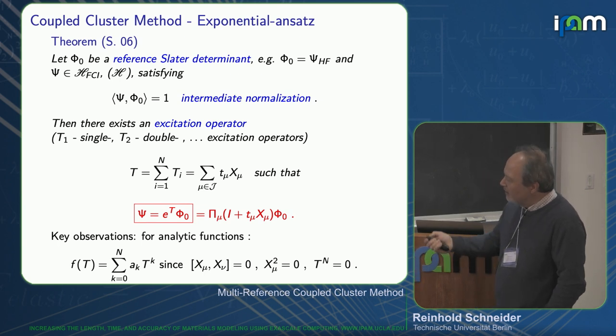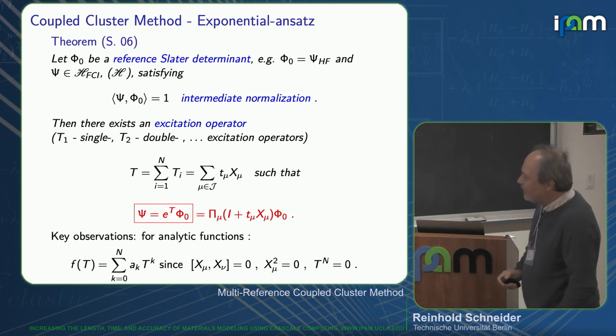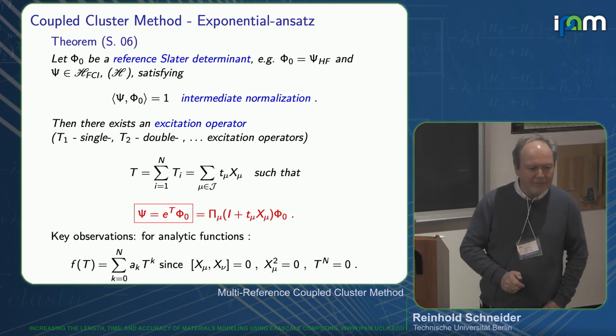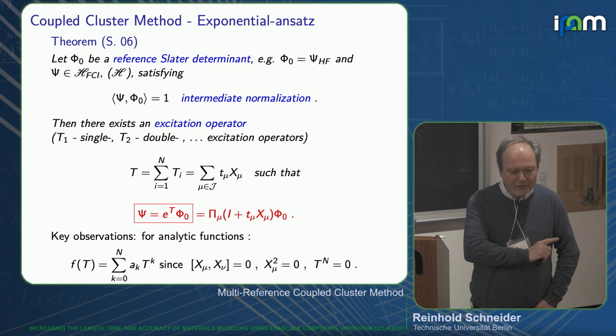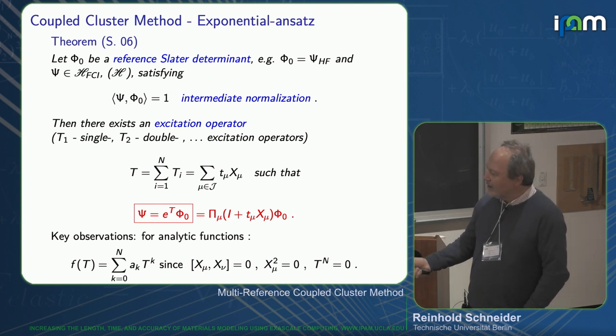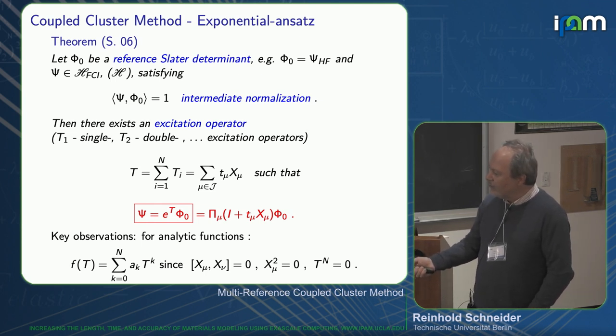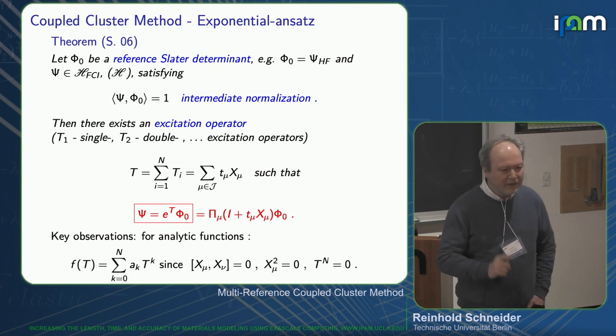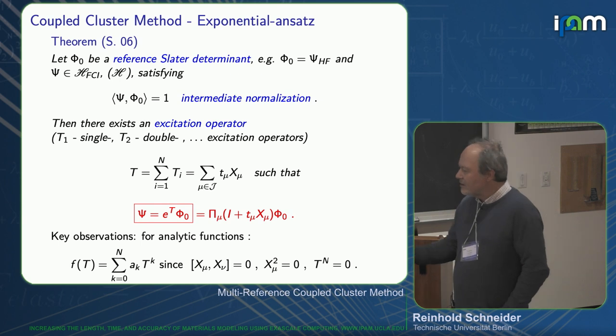This has been well known, but here it's a rigorous proof for the full coupled cluster. If you use the complete ansatz, then full coupled cluster is equivalent to full CI. You get the exact wave function. It's well known.